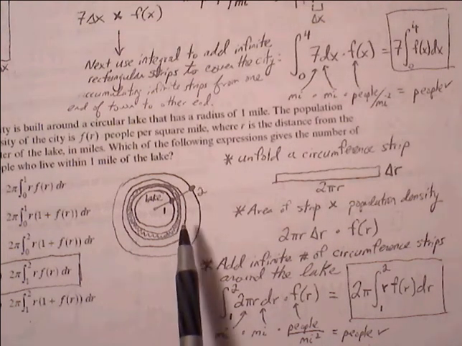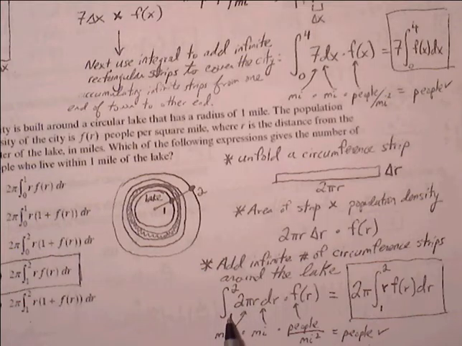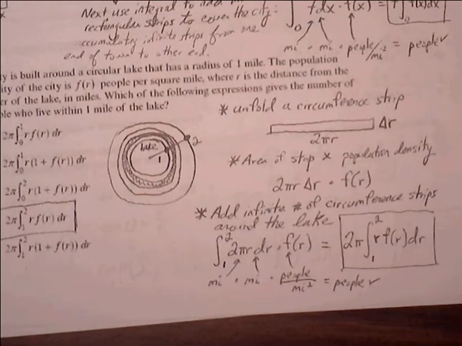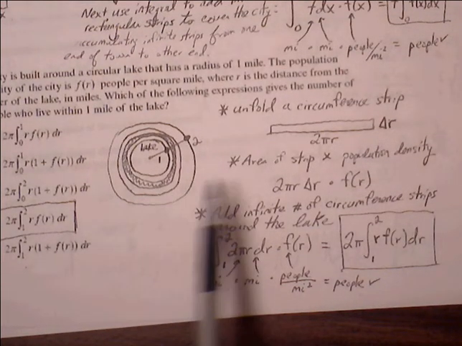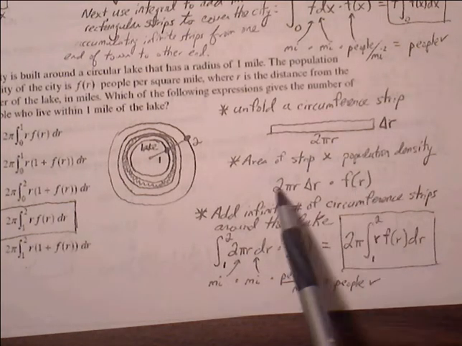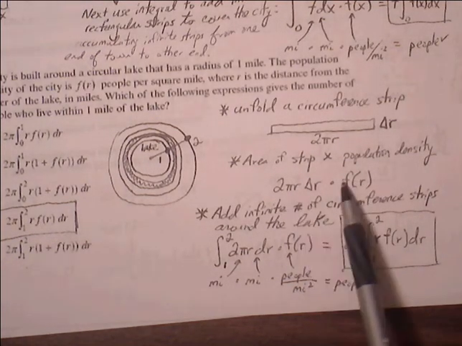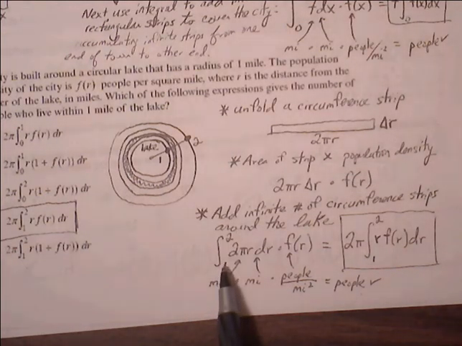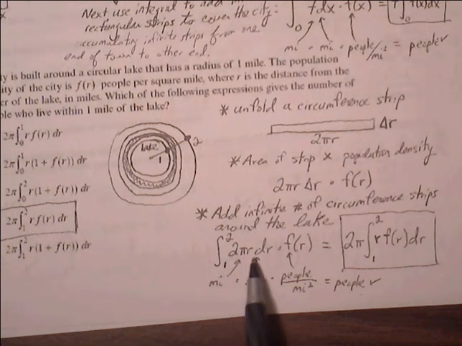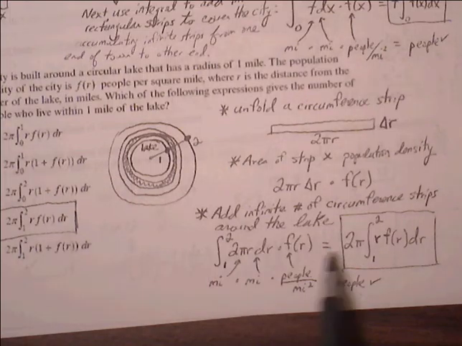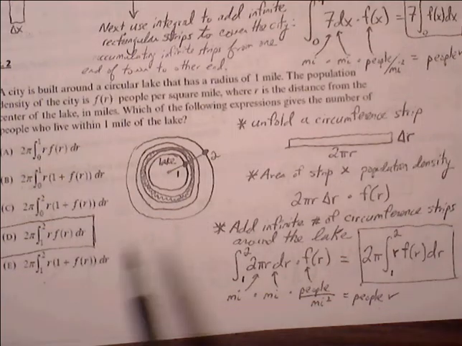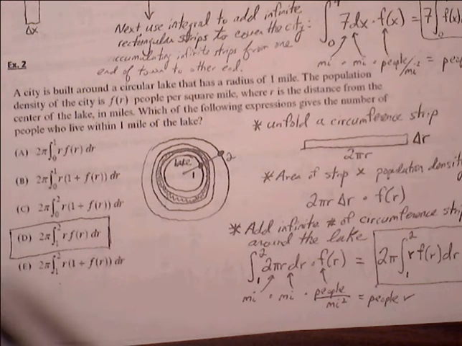We're going to add infinite strips from 1 mile out all the way to 2 miles out. From 1 to 2 miles, we take the number of people living within this area, and accumulate that from a radius of 1 mile out to 2 miles. So the integral from 1 to 2 of 2 pi r f of r dr. If we clean this up a little, we can make it match one of the answer choices, which is 2 pi times the definite integral from 1 to 2 of r f of r dr. That'll be answer choice D.